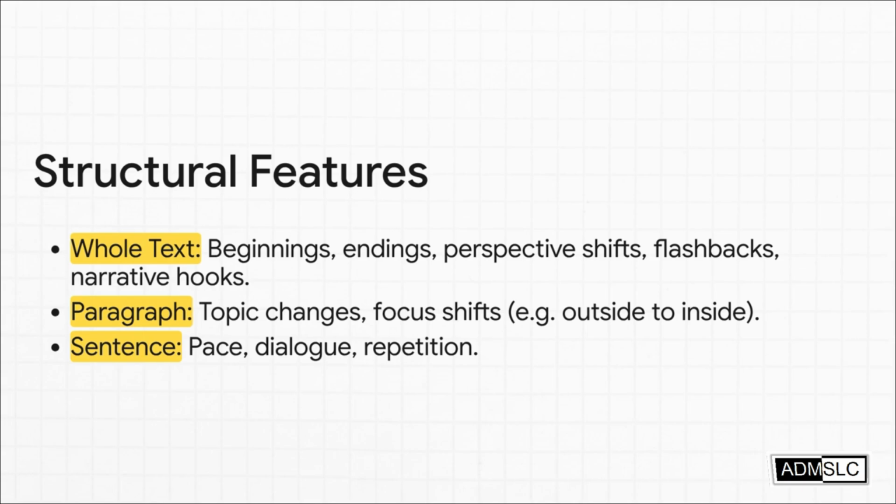Then, at the paragraph level, it's about those shifts in focus. Does the writer zoom in from a huge landscape down to a tiny detail, like a single tear on someone's face? And finally, at the sentence level, you're looking at things like pace. Are there lots of short, punchy sentences building up tension? It's all about the writer's deliberate choices in how they order things.